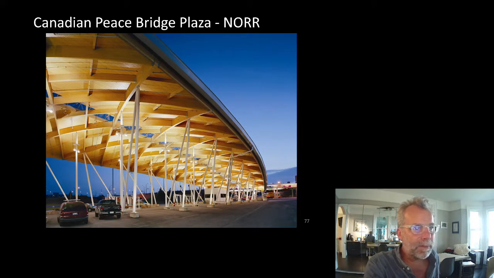Canadian Peace Bridge Plaza by Nor in Fort Erie. This is an incredibly beautiful doubly curved glulam structure. It was intended to be a lamella structure, like a Zollinger lamella. Look it up. We don't have time to talk about it. We'll talk about it later on in the course probably. But in fact, this one wound up being governed by erectability, constructability factors, and each one of these glulams is continuous, and the rest of them are infill.